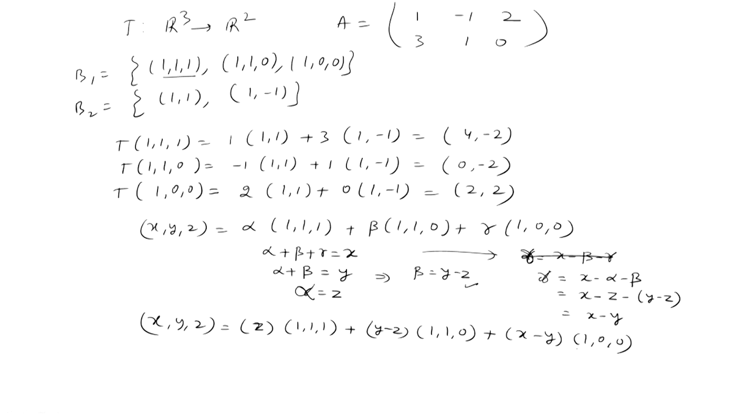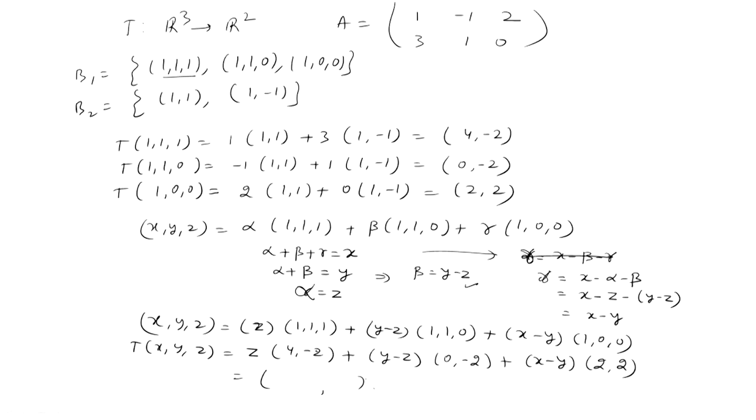And T of (x, y, z) will be equal to z times T of (1, 1, 1), which is (4, minus 2), plus (y minus z) times T of (1, 1, 0), which is (0, minus 2), plus (x minus y) times T of (1, 0, 0), which is (2, 2). Now, you can simplify this and find out the corresponding linear map from R3 to R2 with respect to these 2 bases B1 and B2.